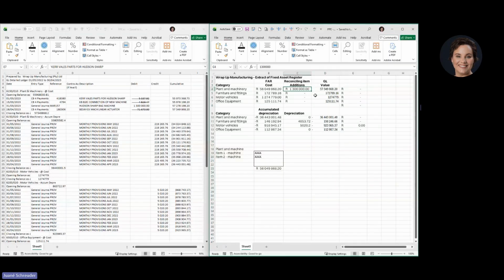So here we've actually already got the reconciliation done. Now what the person has done is they've literally gone and taken the opening balance from plant and machinery, and they've compared the value of 5,734,986,820 from the GL. So that literally comes from the closing balances. And then the fixed asset register, those are the ones that came straight from the fixed asset register. And we then had this difference of 1.3 million.